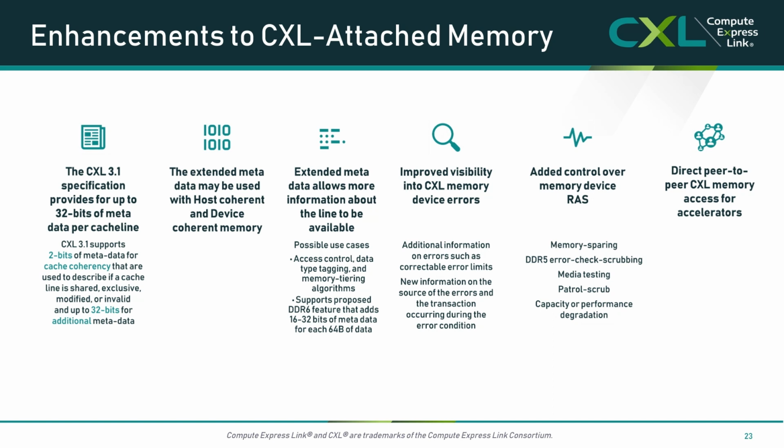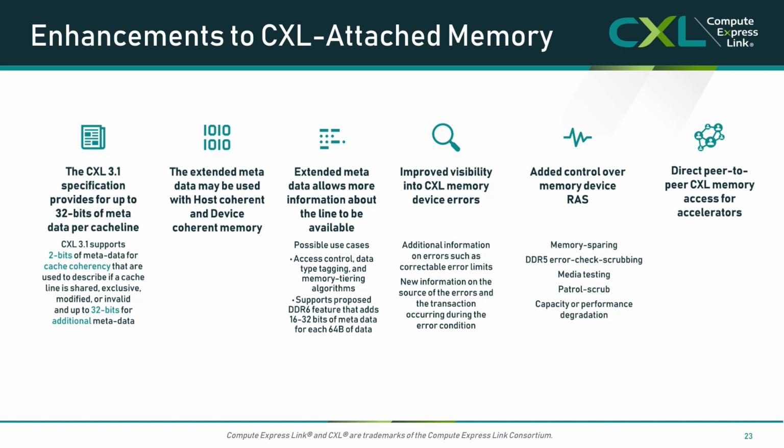But possible use cases may be access control. So you could have data tagging, where the requester makes sure that it has the right tag for the accessor. You could have memory tiering algorithms that rely on this extra storage to manage the tiering of memory. And DDR6 is also proposed to align to having 16 to 32 bits of metadata for each cache line as well. So this is also following in that regard from other DDR memory technology.